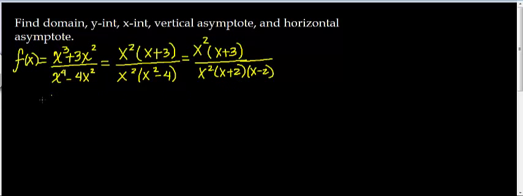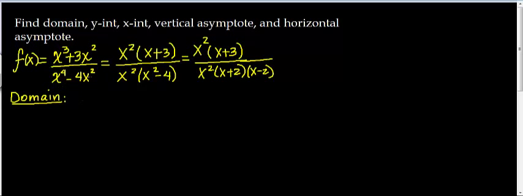Now that this is ready, I'm going to start by looking for the domain. It's nice to look for domain first because then you know who the party poopers are. You know who is not invited to the party. Remember that video? And you can keep an eye out for them during the rest of the process.